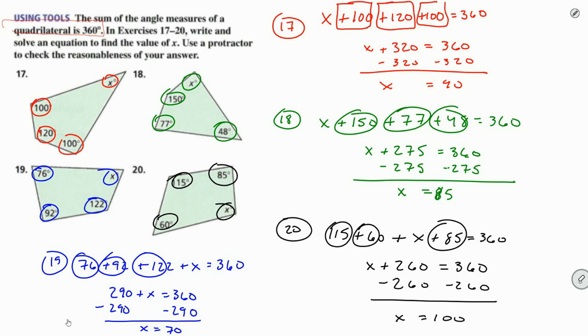Good application problem of simple equation solving, reminding you of prior knowledge that quadrilaterals, which have 4 sides, have an interior sum of 360 degrees.